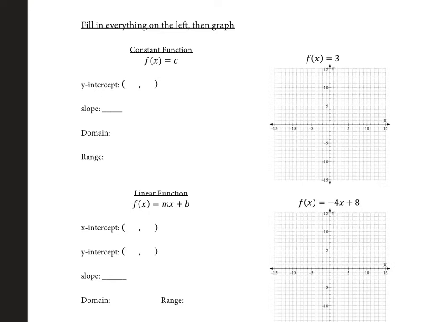Okay, so for this one, it is a constant function. So the y-intercept is always 0 comma something. In this case, it's just 0 comma 3. Let me get this black. 0 comma 3. Actually, no, it's blue. Okay, slope for constant functions is always 0. All right, and then we go over and graph it. So this is just a horizontal line at y equals 3.